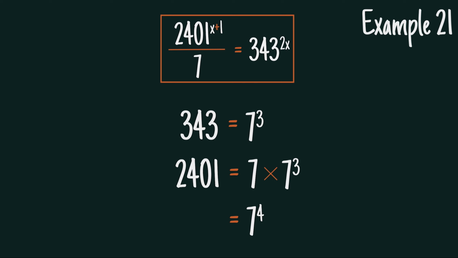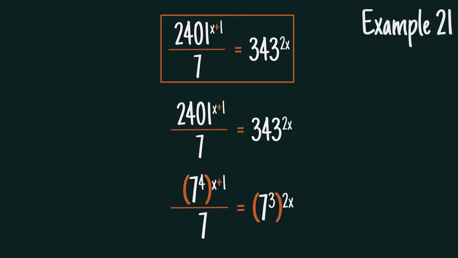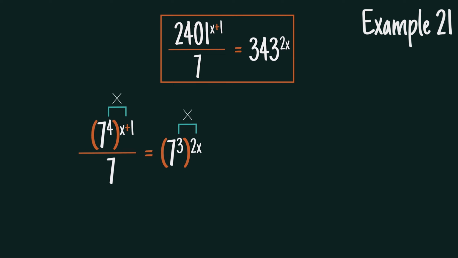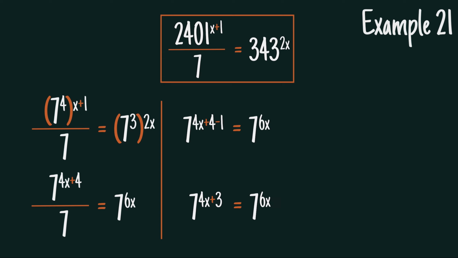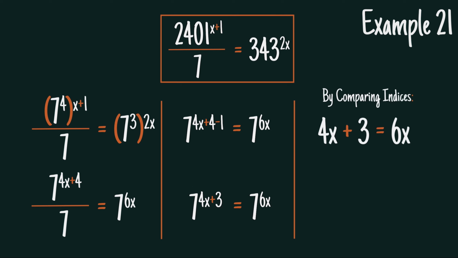So this equation can be written as this. As we simplify this equation, we will get 7 to the power of 4x plus 3 equals 7 to the power of 6x. By comparing indices on both sides of the equation, we will get 4x plus 3 equals 6x. And making x the subject, we will get x equals 3 over 2.